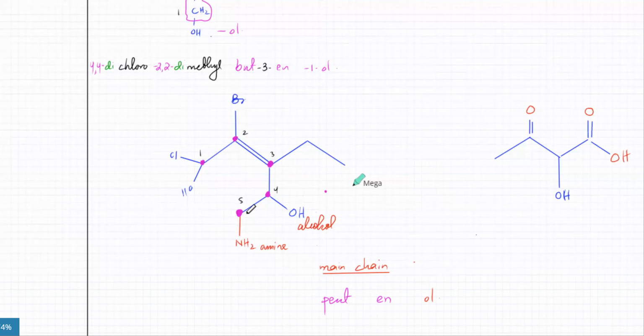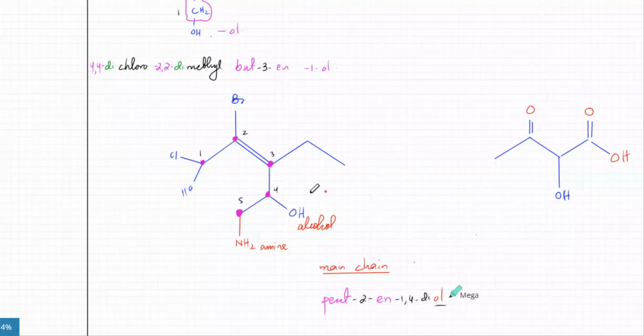Because if you had counted from this side, you would have gotten 2 and 5. That would have been bigger numbers for the OH. Remember, the suffix has to be given the smaller number, and it's a diol because there are two alcohols, one at 1 and the other at 4. So it's 1,4-diol. The position of the double bond is at 2. And that sums up your main chain.